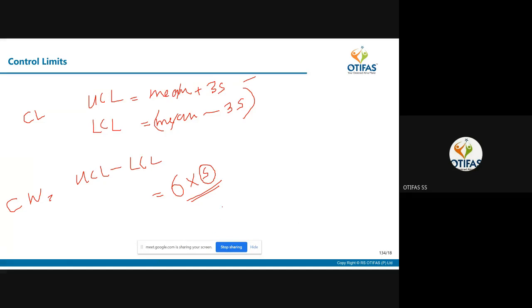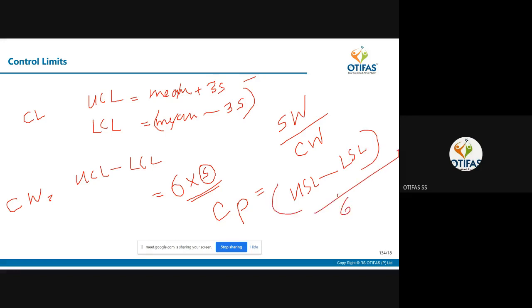Okay, so you understand the control width is 6 sigma. Now, what is your process capability? CP. Process capability is equal to specification width divided by control width. What is specification width? That is USL minus LSL, divided by 6 times the standard deviation. This is going to be your process capability, the capability of the process.